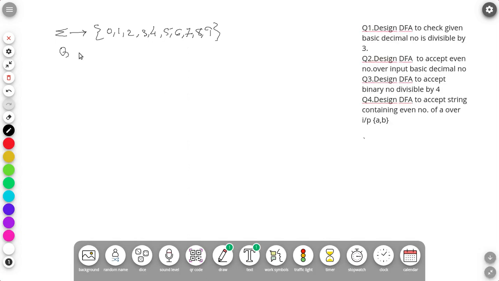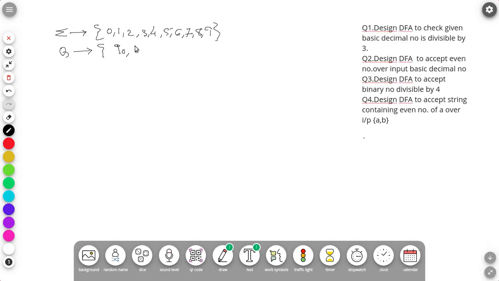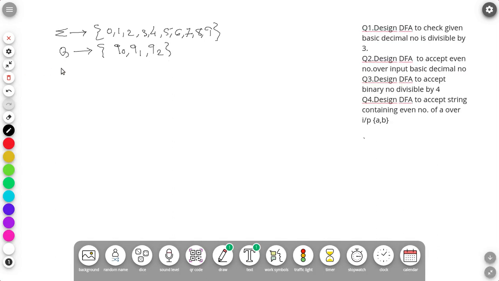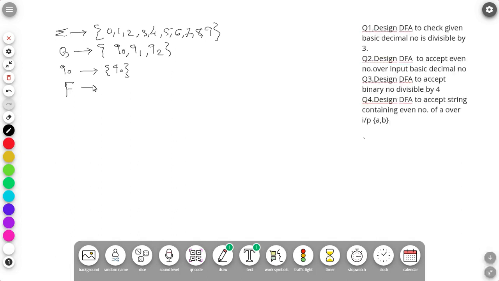Then we require a set of states. We'll take 3 states: one state for remainder 0, one state for remainder 1, and another state for remainder 2. Then we require an initial state. We'll take the initial state Q0. Then we require a final state, and Q0 indicates remainder 0, meaning totally divisible by 3. So the final state will also be Q0. Now we'll design the DFA for that particular problem.